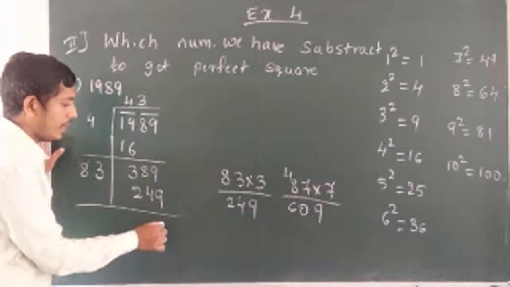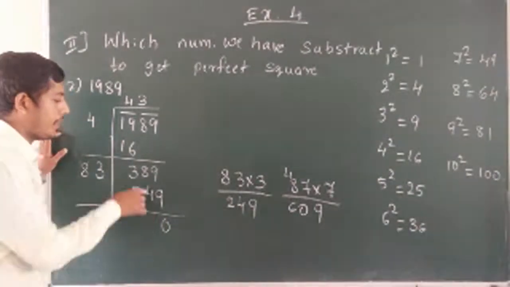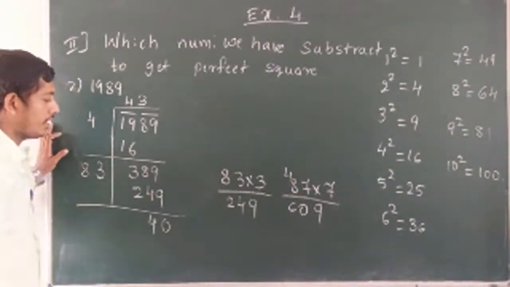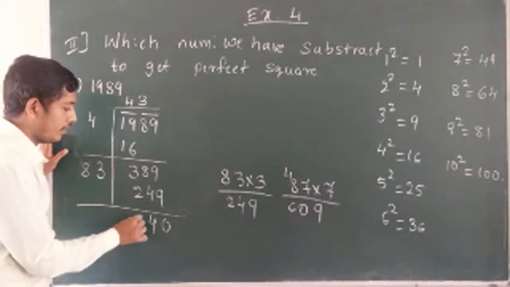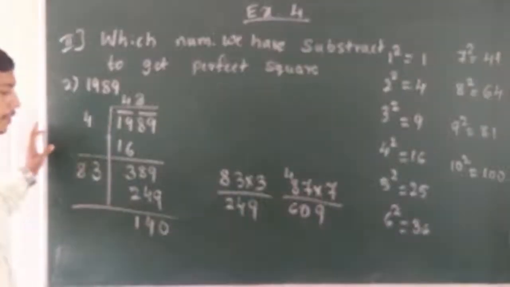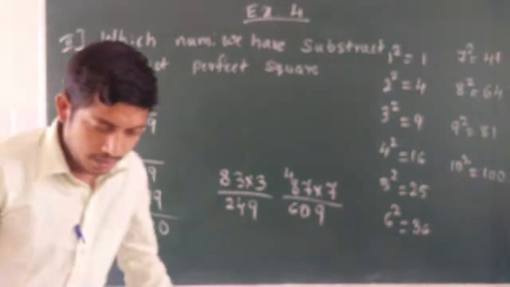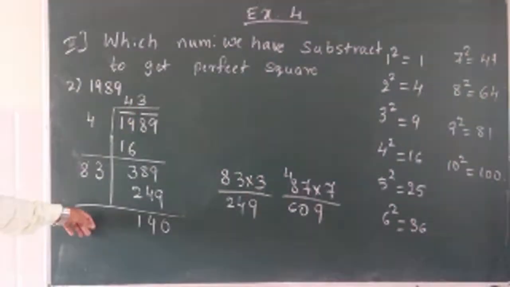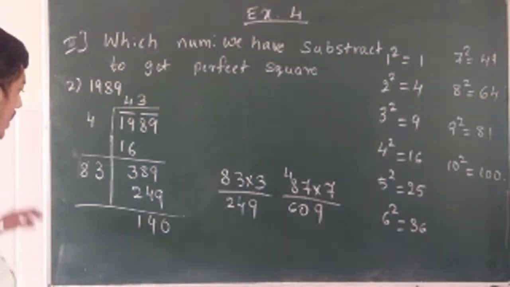So 9 minus 9 is 0. Then 8 minus 4 is 4. Then 3 minus 2 is 1. 3 minus 2 is 1. So now, which number do we have to subtract? We have to subtract 140 from the given number. Okay, therefore subtract.